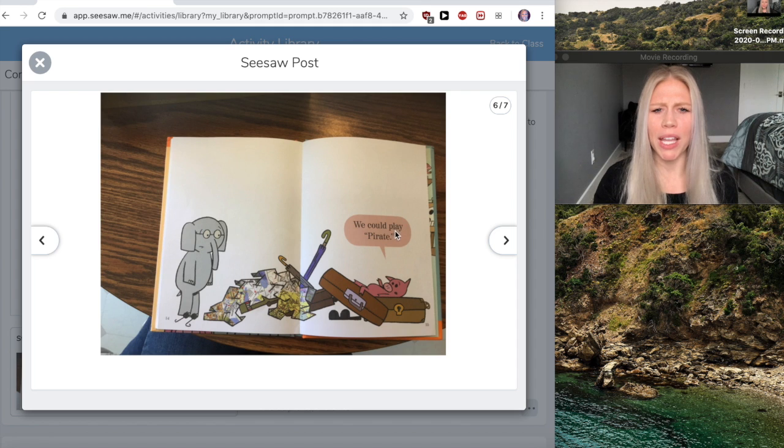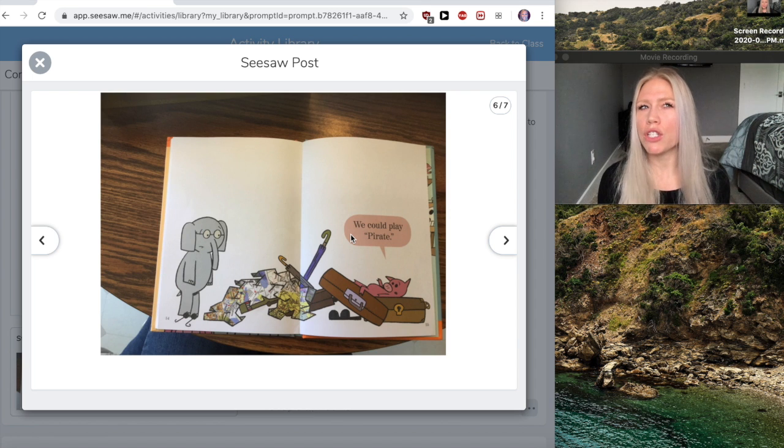We could play pirate. Okay, I sounded okay, but I didn't really change my voice. So I remembered that for Peggy, I used a higher voice. So I'm going to do that page again. We could play pirate.